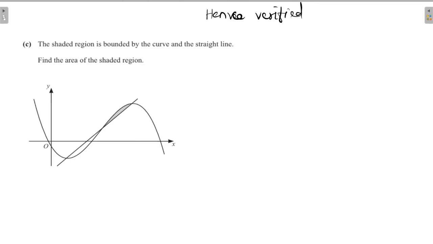This question is: the shaded region is bounded by the curve and the straight line. Find the area of the shaded region. This smaller portion is the shaded region. In between the intersecting points, the curve is above and the line is below. So let's mark the 2 points. One of the turning points, and the intersecting point of the curve and the line, which we found is (3, 6).